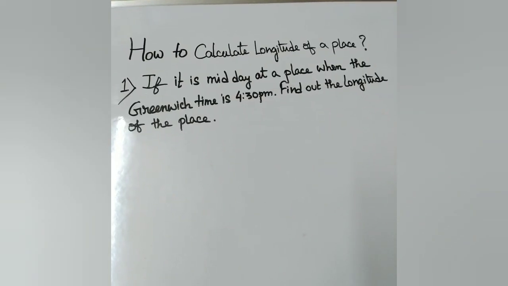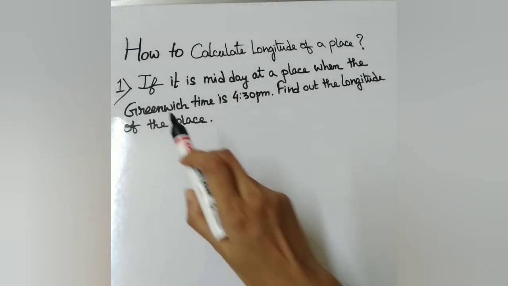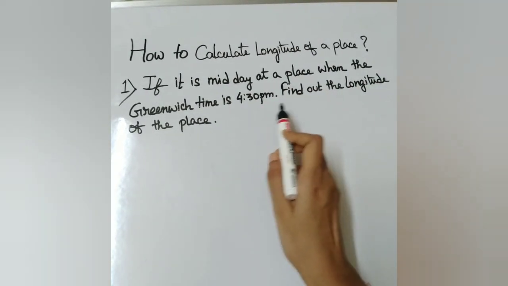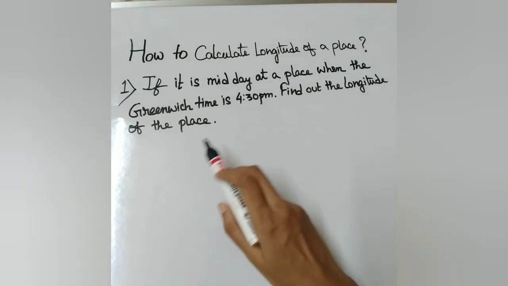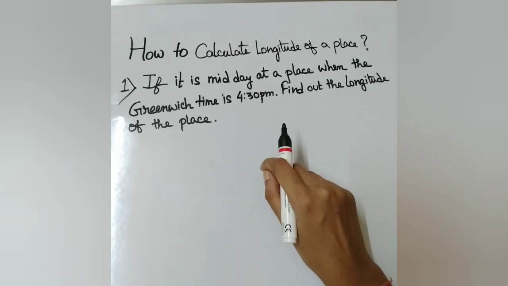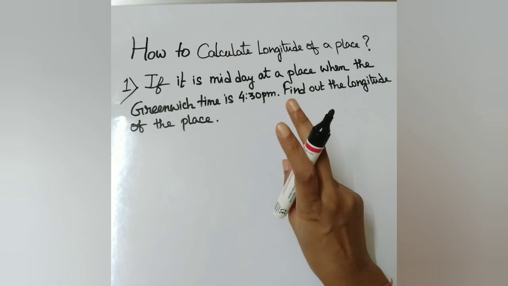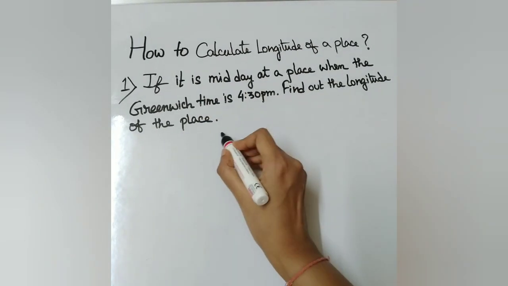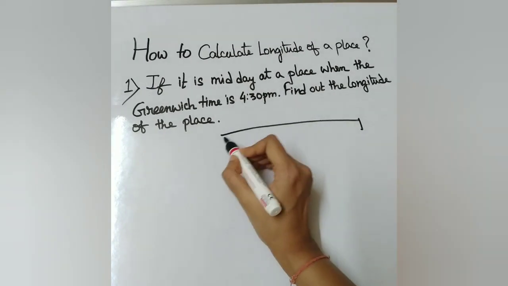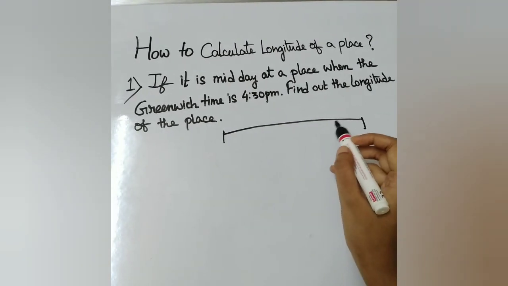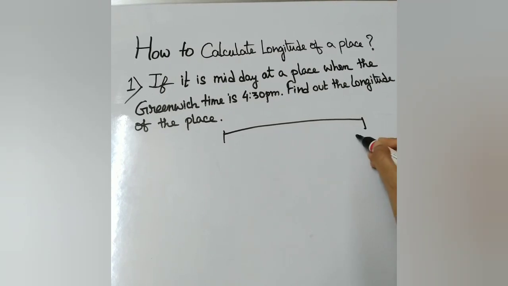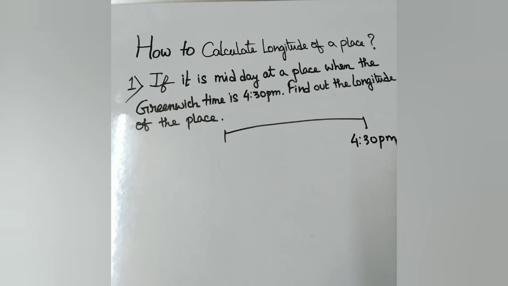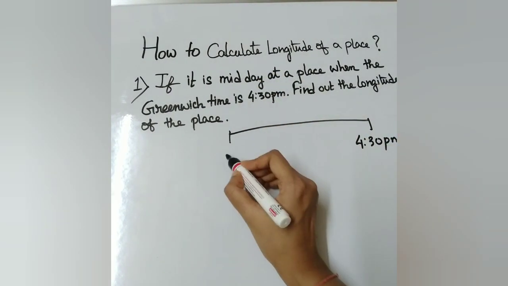Now you can see in this question, it is telling us: if it is midday at a place when the Greenwich time is 4:30 p.m., find out the longitude of the place. You can see that two timings are given in this question. One is 4:30 p.m., another one is midday. So we can draw like this. One place is showing 4:30 p.m. That means obviously it is on the eastern side, because it is ahead of the midday, that means 12 noon.